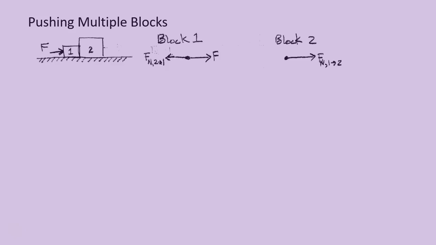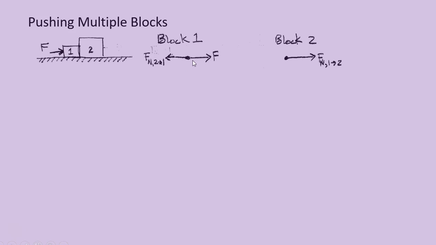Now, let's look at pushing multiple blocks. So here we have a force that's pushing block 1, and block 1 in turn is pushing block 2. We may just intuitively come to the assumption that this force pushing block 1 is equal to the force of block 1 pushing on block 2. However, we're going to go through this analysis and find out that that is incorrect. So do not make the assumption that the force acting on block 2 is the same as the force acting on block 1. Let's look at the free body diagrams for both blocks.